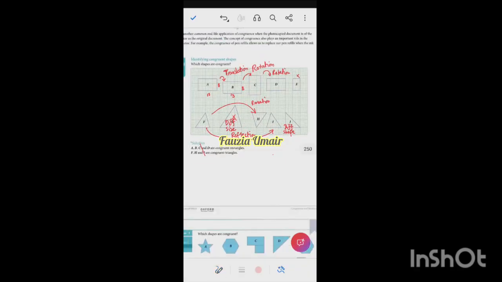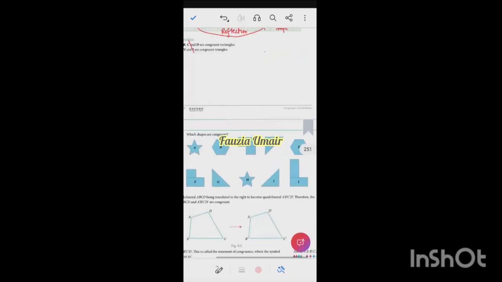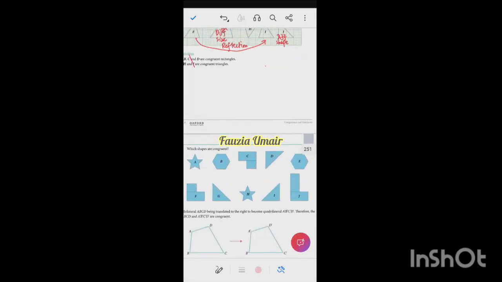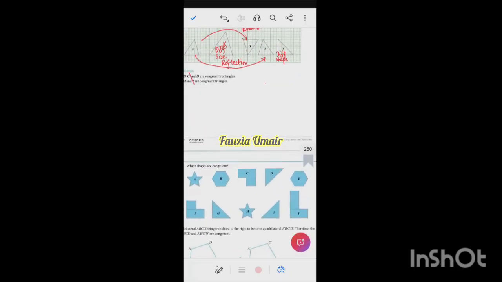Okay, so now look at this one, a better figure probably. So can you tell which shapes are congruent? Any one pair? B and E. B and E. Okay, so which are congruent? First of all, B and E. Both are pentagons. Both look exactly the same. Same shape, same size. Anyone else?